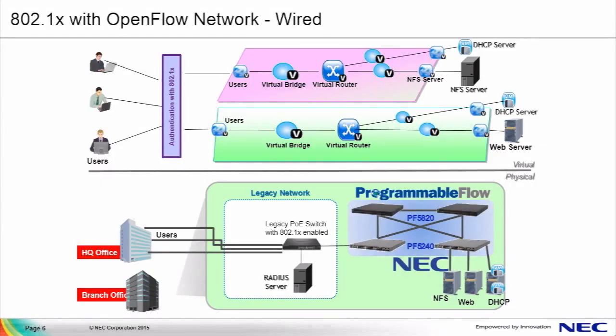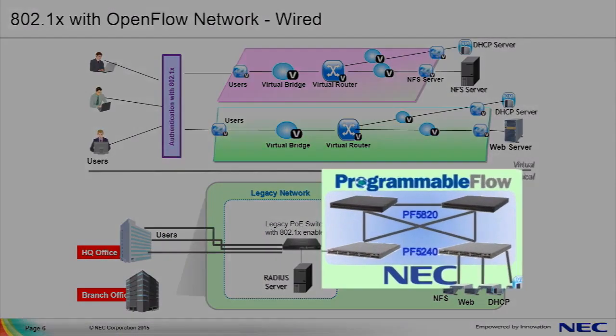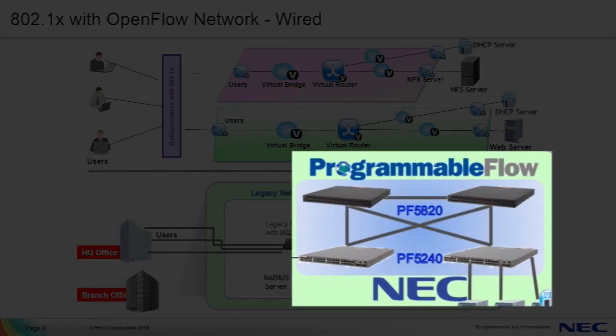To illustrate the 802.1x and OpenFlow integration, we're showing a mapping of virtual networks to the physical topology. Starting at the bottom, we'll discuss the physical topology, and we'll start by illustrating the 802.1x authenticator provided by a traditional network switch. In this scenario, recall that the Radius server homes to the traditional network. The traditional 802.1x switch has an uplink configured as a trunk port into the NEC programmable flow or OpenFlow network.